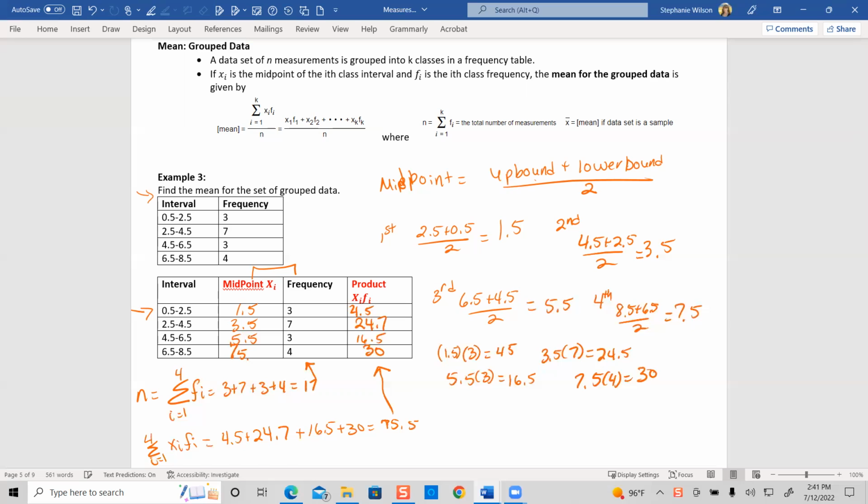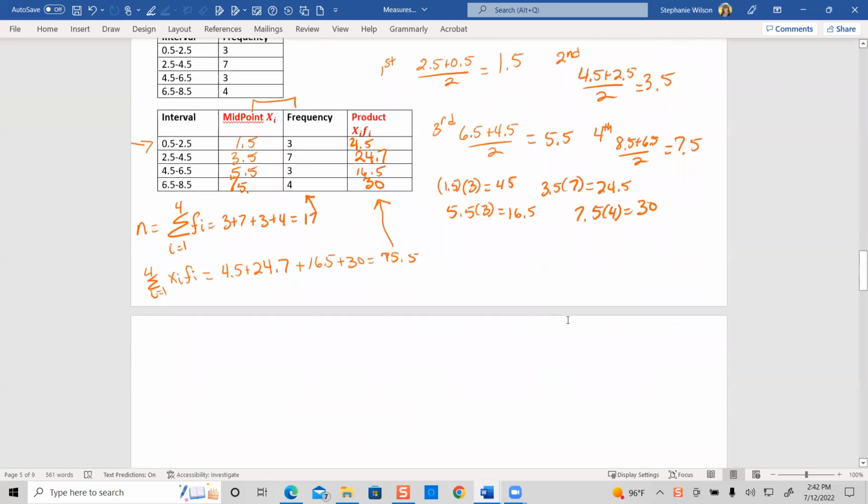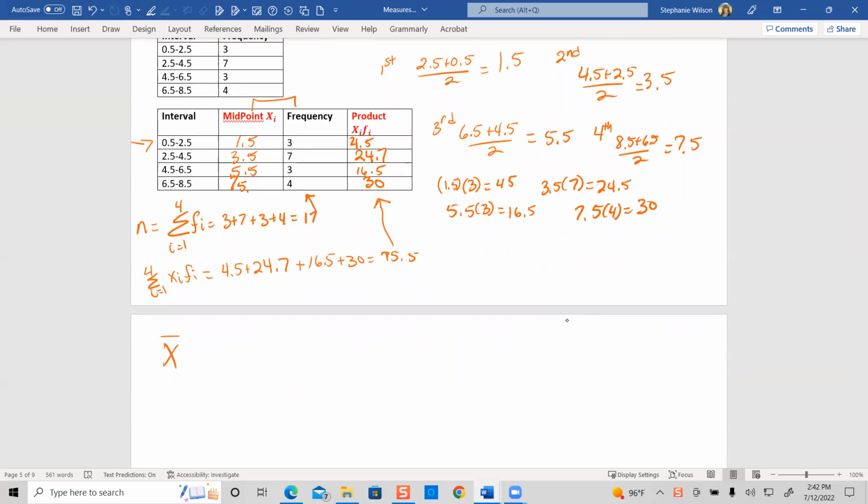So now let's find the mean. Okay, so we're going to use our formula. Our x bar is equal to the summation from i equal to 1 up to k of x_i f_i, all divided by n. Okay, so we have 75.5 for our product, and our n is 17. And when we divide, we get 4.4 as our approximate mean.